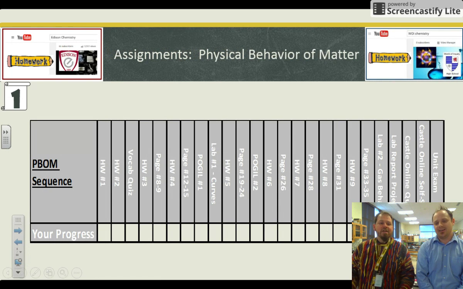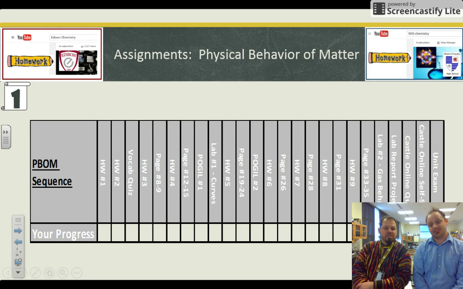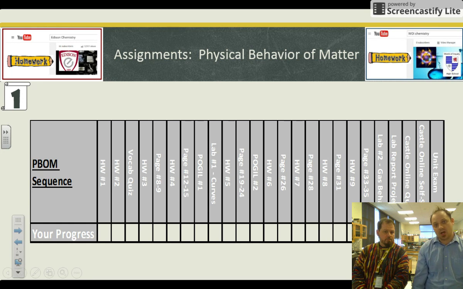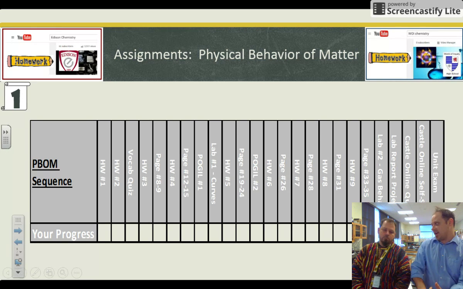All right, so here's your list of assignments for the unit. I see some 1, 2, 3, 2 POGLs. Yep. A few labs, some Castle Learning, some video lectures, and that's it. The same status quo, right? The same type of assignments. This one is a little longer because the physical behavior of matter covers solids, liquids, gases, all of it.